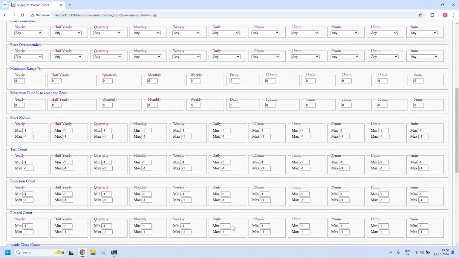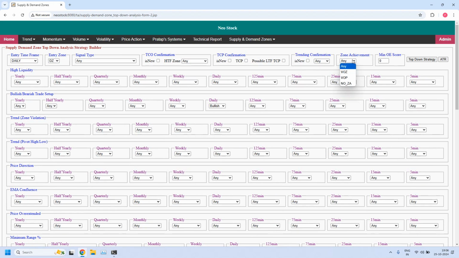So in the pierced count at daily time frame I am setting minimum value 0, maximum value 0, which indicates pierced count is 0, that means zone is not pierced. And zone achievement should always be violated opposing zone. Minimum odd enhancer score should always be 12 for minimum value, 12 for bullish and bearish trade setups.